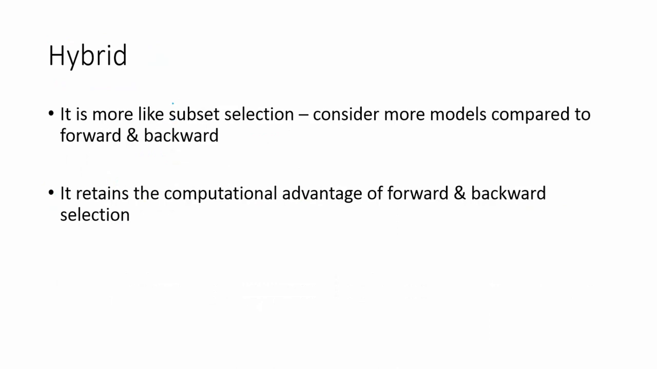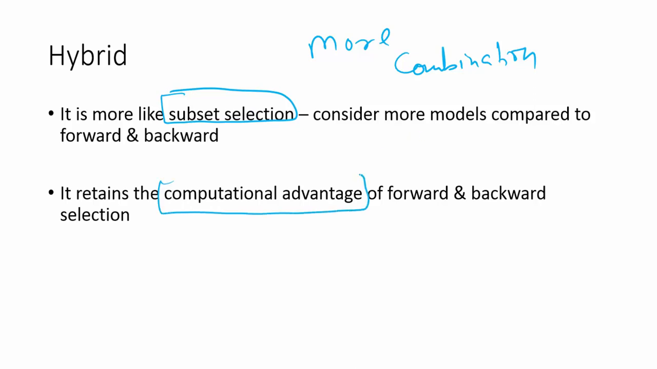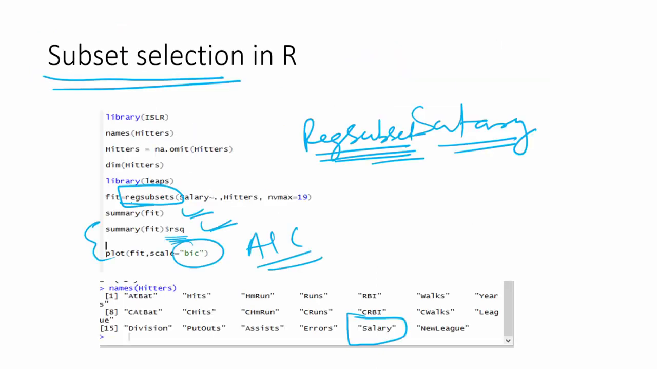So it combines the qualities of both, forward and backward. So it's more like subset selection. It takes more combinations, selection, which takes both forward and backward approach, but it has the computational advantage. That means it's not as computationally intensive as subset selection. So instead of using subset selection, you can use hybrid, which does more or less like subset selection but with less computational requirement. Syntax is very simple, right?